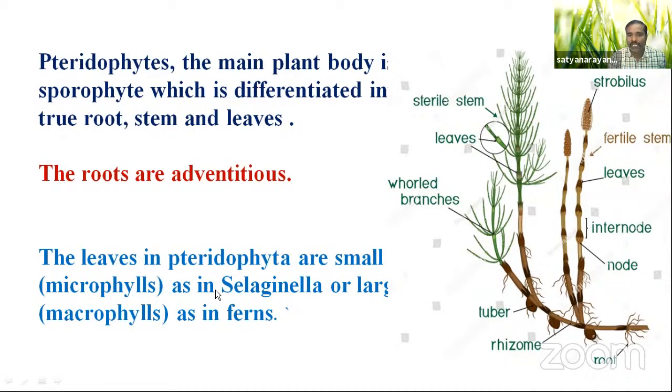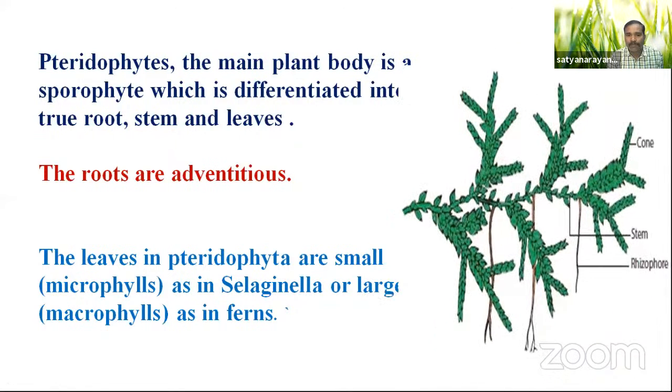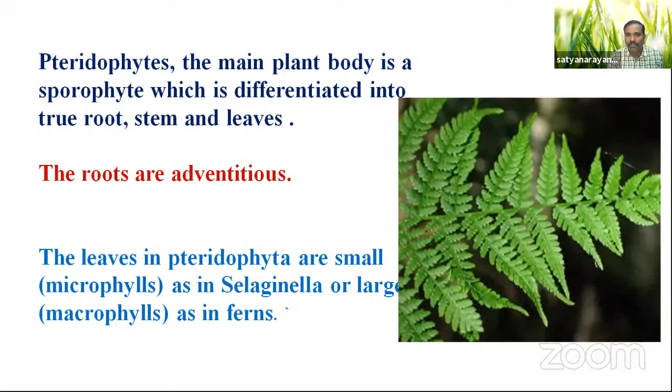Microphylls are present in Selaginella. This is an example of Selaginella. In Selaginella, the microphyll leaves are present, that means the small leaves are present. When it comes to the fern, in fern you can see the larger leaves. So here is a fern. How is the leaf? The leaf is large in condition. So smaller leaves are present and larger leaves are also present.